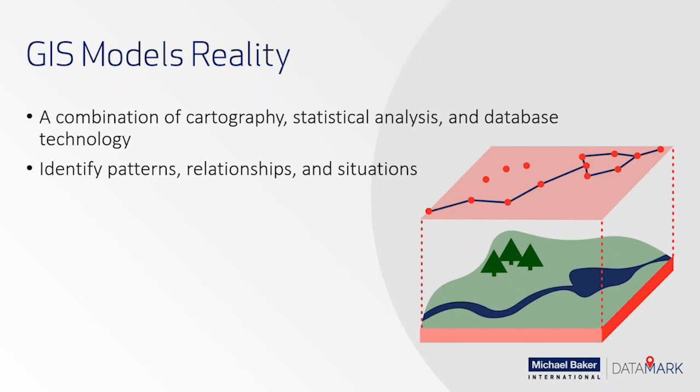I did mention to you earlier that GIS is a system, okay, that's comprised of hardware, software, data, and people. But GIS as a field is really the combination of cartography, which is the study of mapping, statistical and spatial analysis, and database technology. So one of the first real examples of spatial analysis was back in, I believe it was the 1800s, with the cholera epidemic.